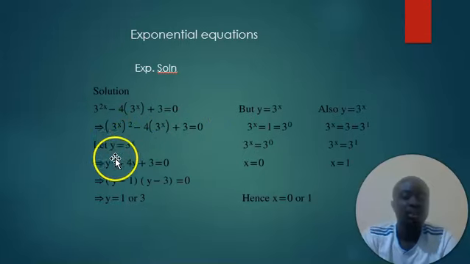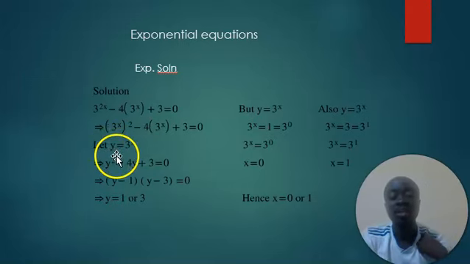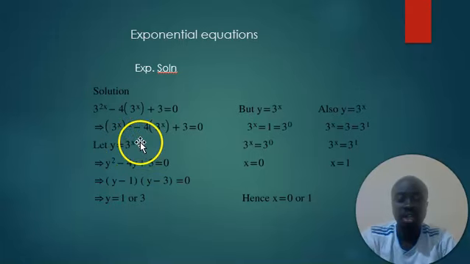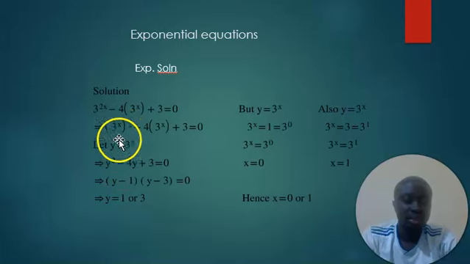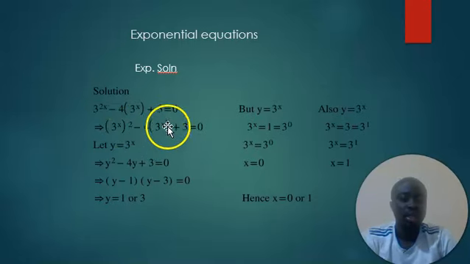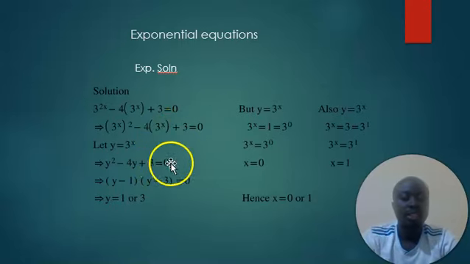Now you say that let y is equal to 3 to the power x. It can be y, it can be m, it can be q, it can be any other variable apart from x. So y is equal to 3 to the power x. Wherever you see 3 to the power x, you put y there. So y here, y here. But here it is squared. So we have y squared minus 4y plus 3 equals 0. And this is a quadratic equation, and you know how it is solved.